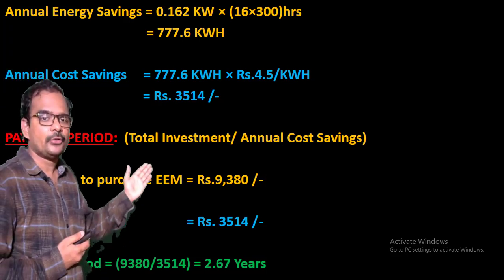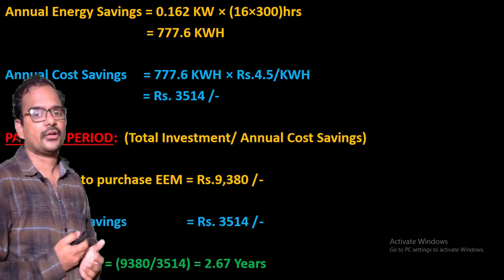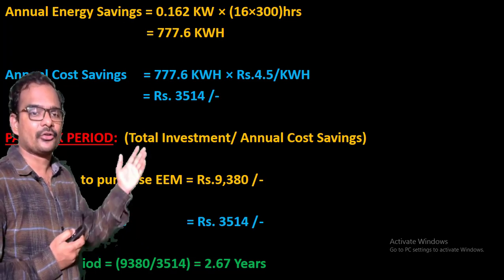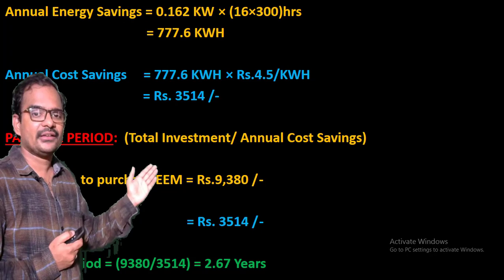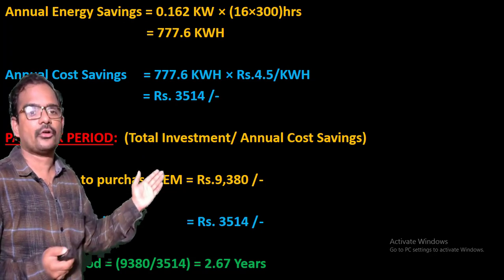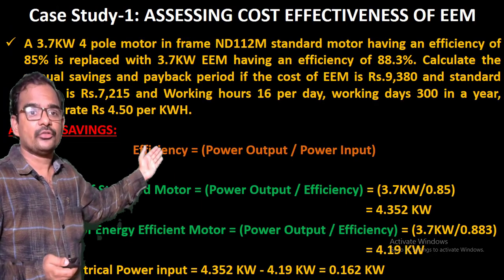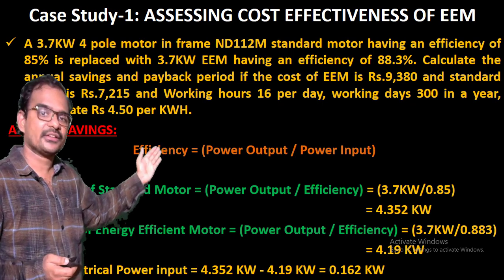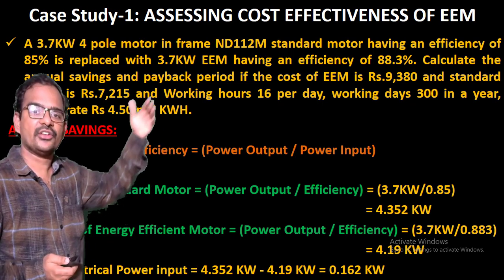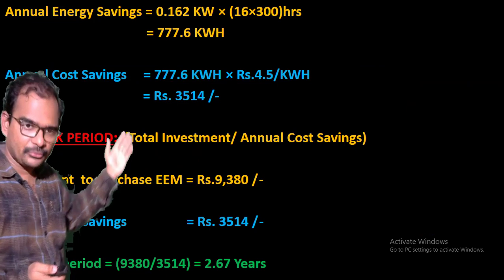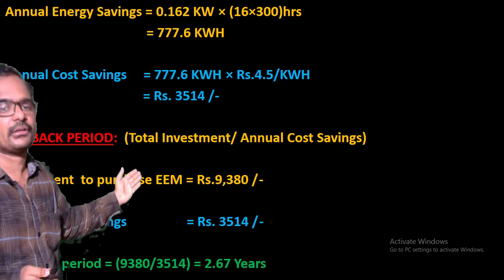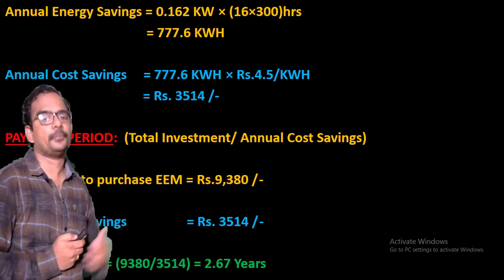What is the investment to purchase the energy efficient motor? It's given in the problem that the cost of the energy efficient motor is 9,380 rupees, whereas the cost of the standard motor is 7,215. The cost of the standard motor is less when compared to the cost of the energy efficient motor, right? But we are using the energy efficient motor in our home. The cost is 9,380 rupees.